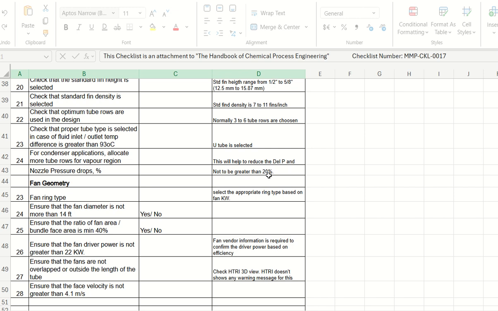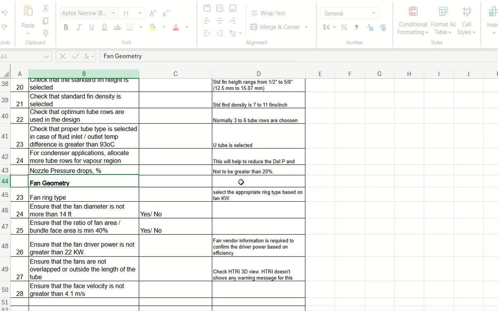Nozzle pressure drop percentage should not be greater than 20%.